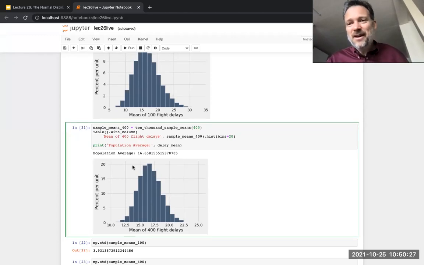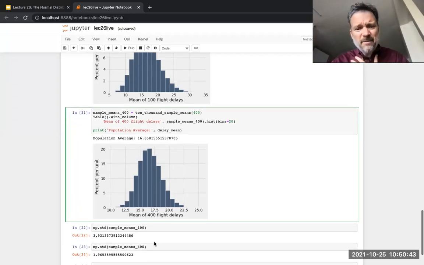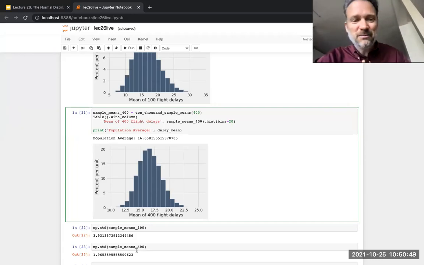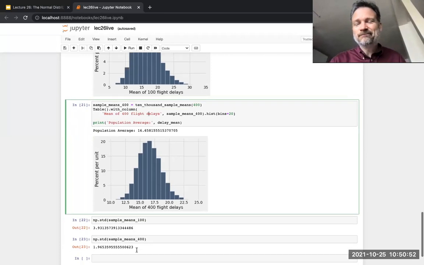So you can see that as we increased the sample size, the shape of the histogram stayed pretty similar. The center of the histogram stayed pretty similar, but the data got more clumped, which means that our estimate got more accurate. How much more accurate? It got about 2 times more accurate. It got 2 times more clumped, as measured by the standard deviation being 2 times smaller.